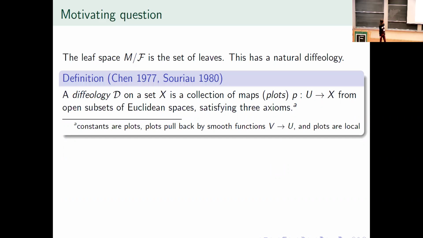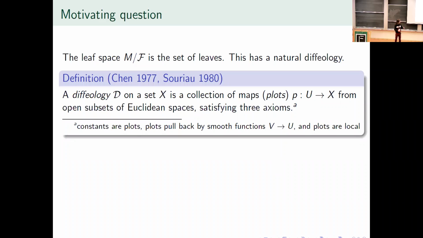And like I said, it has a natural so-called diffeological structure. I think Eugene mentioned diffeology briefly in his talk in the beginning. It's one of the various notions of generalized smooth structure we can put on a set. I don't want to dwell too much on the definition, so I just put it a bit vaguely here, due to Chen and Souriau independently.